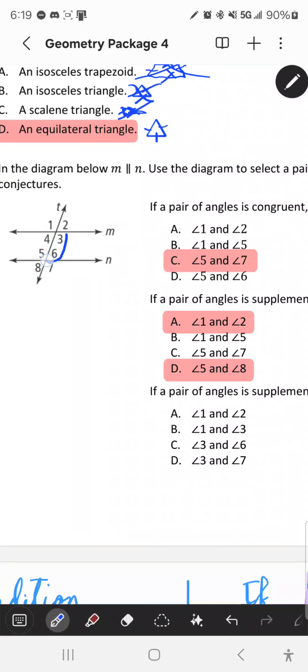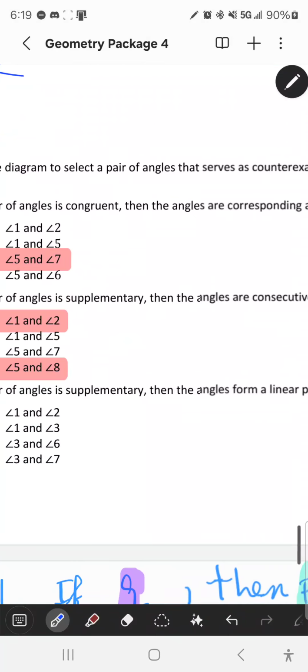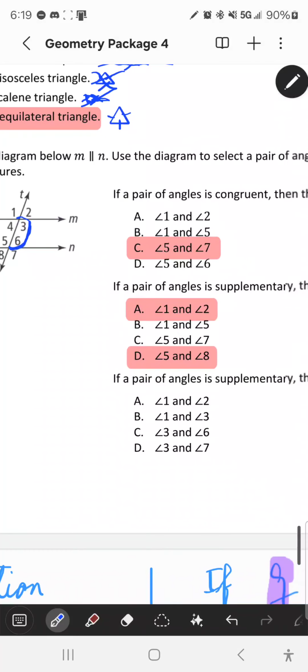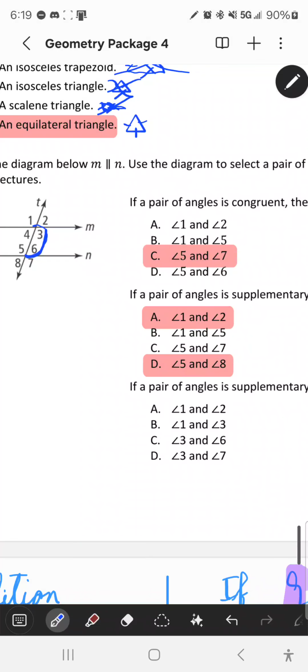3 and 6, okay. These are consecutive interior angles. They are supplementary and they are not in a linear pair. The linear pair for 6 will be 7 or 5. The linear pair for 3 will be 2 or 4, because those are the ones that are right next to them. So this is an answer for us.